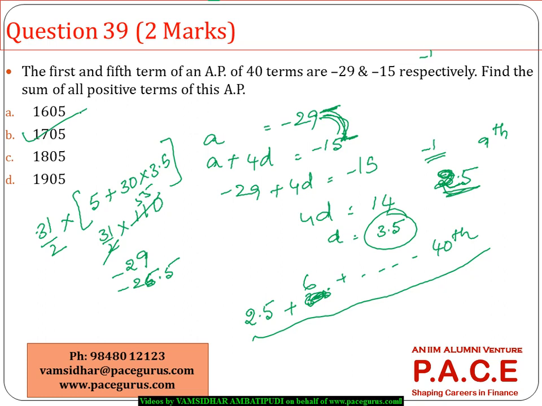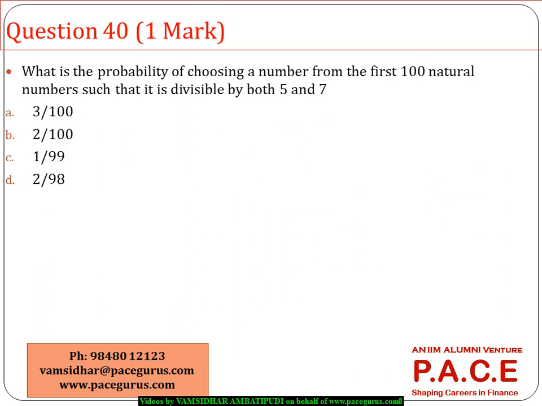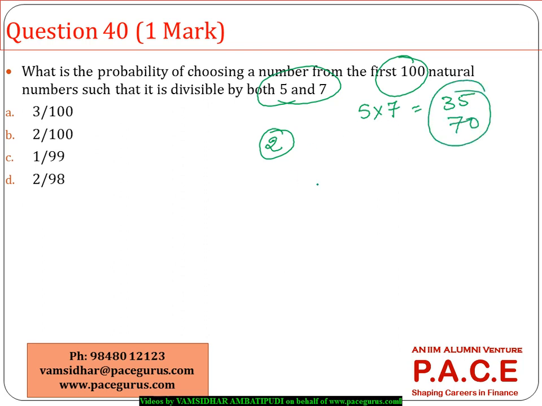Alright, let's move on to the next question. What is the probability of choosing a number from the first 100 natural numbers such that it is divisible by both 5 and 7? There are only two numbers in the first 100 which are divisible by both 5 and 7, which are nothing but the multiples of the LCM of those numbers, 35 as well as 70. So only two numbers are possible out of the 100. So the probability will go as 2 by 100, wherein I can mark B as the answer choice. Going on to the next question now.